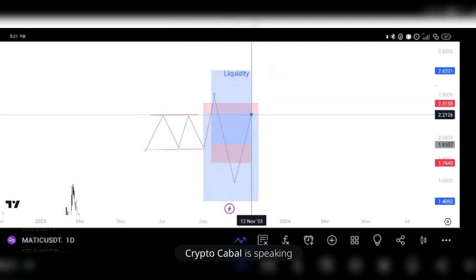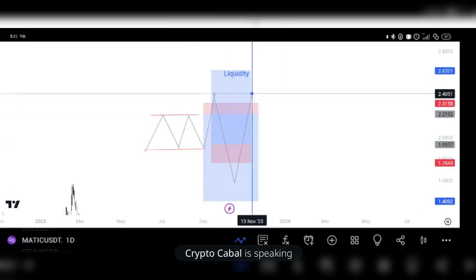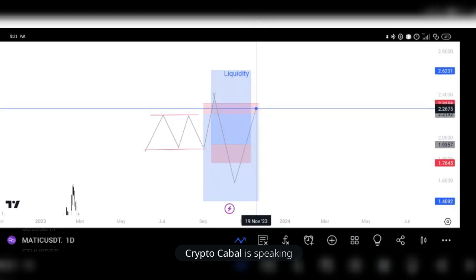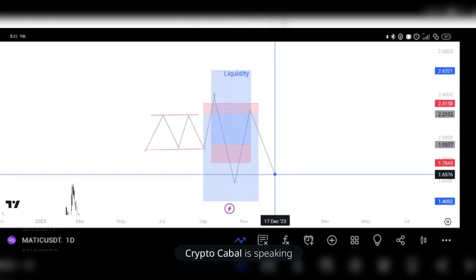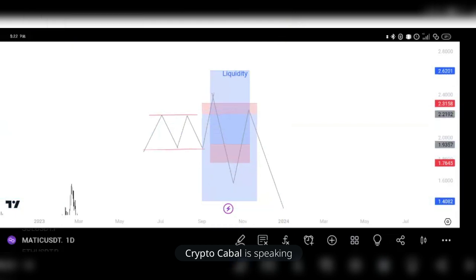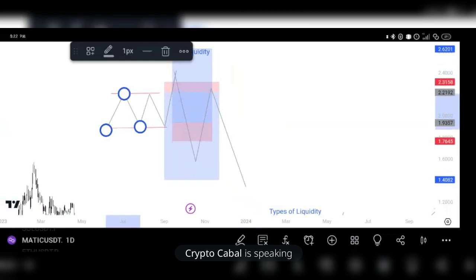Then it continues its normal trend. It just comes to this point, taps on it, and continues from wherever it's coming from. It continues from where it stopped. And this concept is very, very simple. This is what we call the equal highs and equal lows.